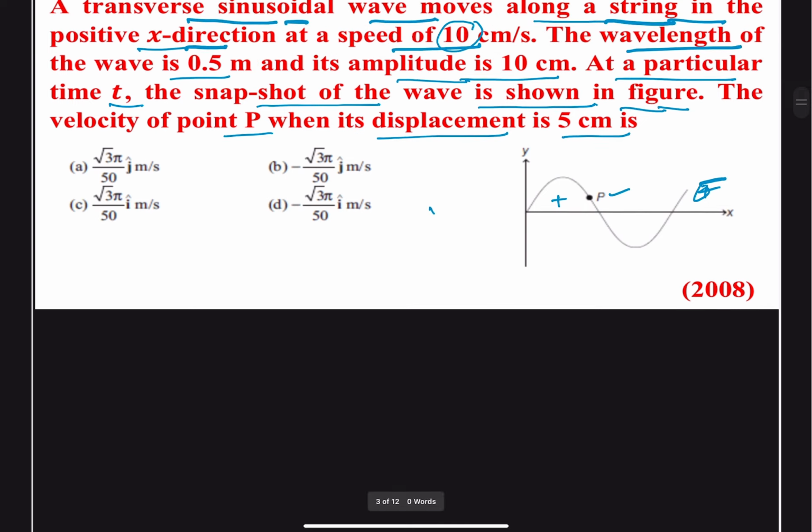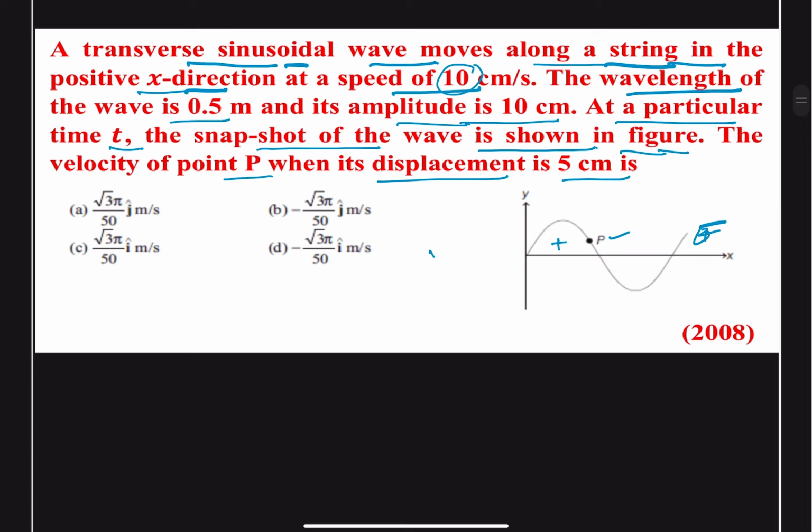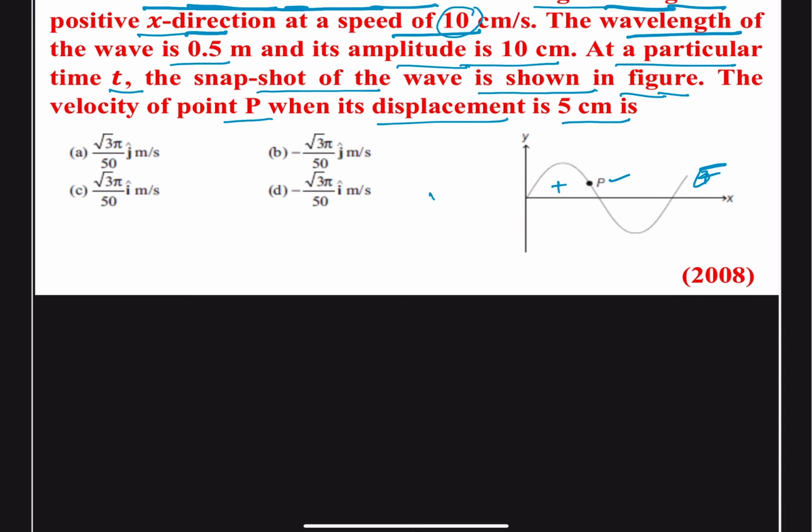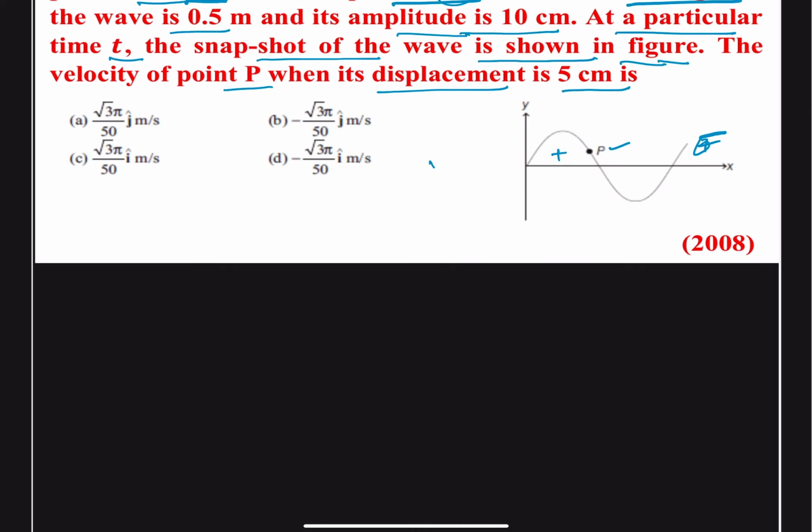So in this case, the question is given that it's a transverse sinusoidal wave. In case of a transverse sinusoidal wave, the particle displacement and velocity is perpendicular to the direction of propagation, and the direction of propagation is along the x-axis. As we know, the i direction represents the x-axis and j represents the y-axis.